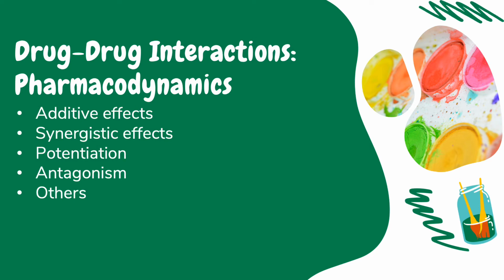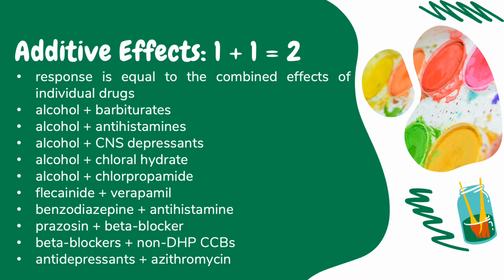The next type of drug-drug interaction is pharmacodynamics. Pharmacodynamic type can be additive, synergistic, potentiation, antagonism, and other types. For additive effects, that would be mathematically 1 plus 1 results in 2. Response is equal to the combined effects of the individual drugs.